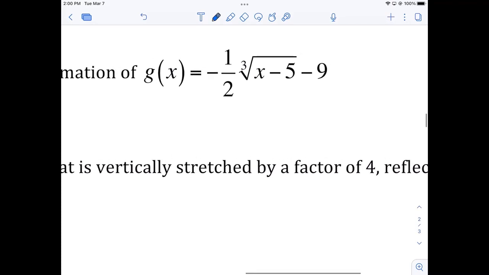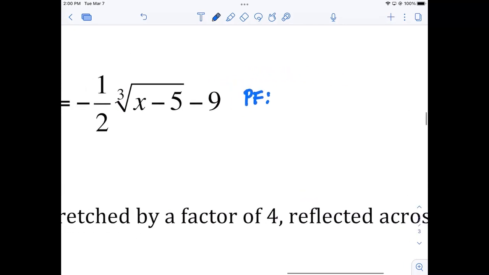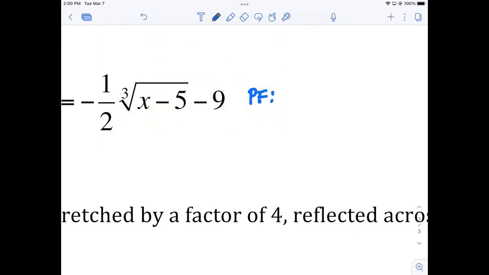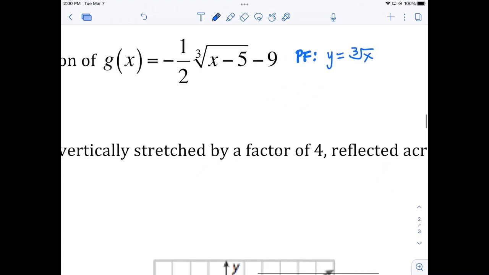Identify the parent function and then describe the sequence of transformations. Okay. The parent function, I'm going to call that PF. It's going to be y equals the cube root of x. Okay, easy enough. Let's describe what this is going to do.